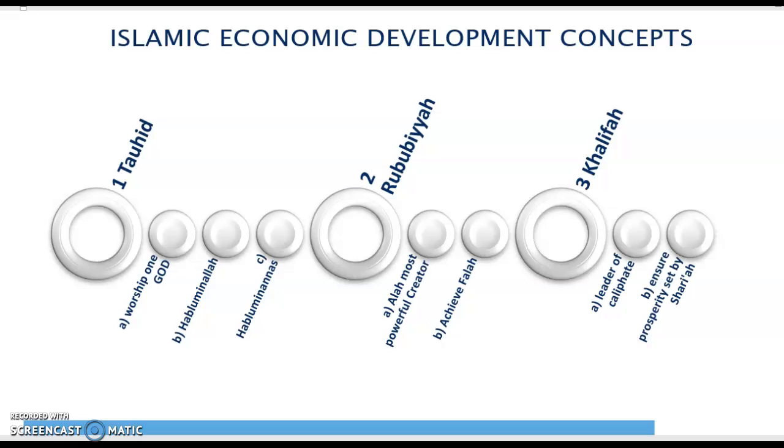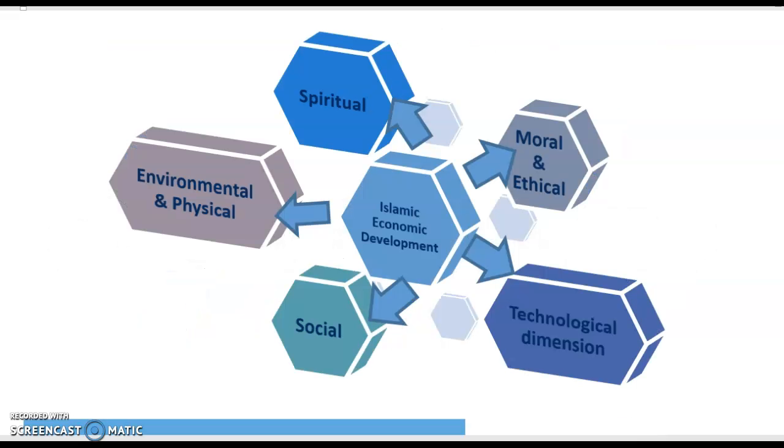Thirdly is the Khalifah, meaning that human beings are leaders in the world, and we must also ensure the prosperity set by the Sharia, in accordance with Islamic law. I guess I will stop here. The next lecture will involve the dimensions of economic development in Islam.